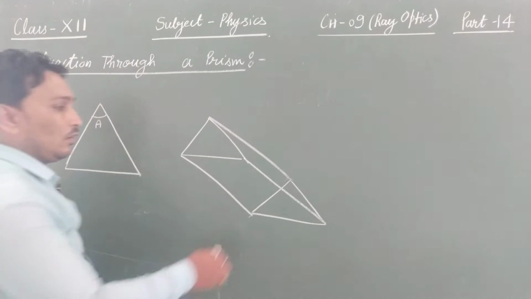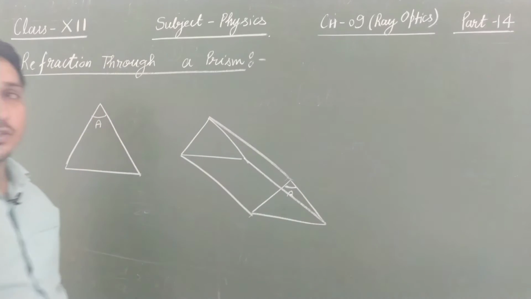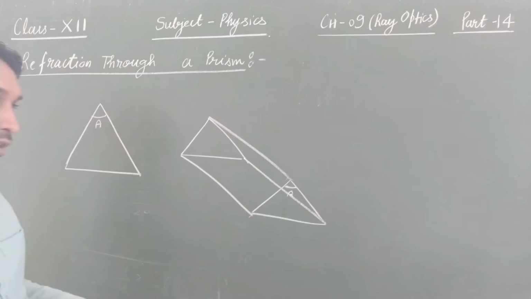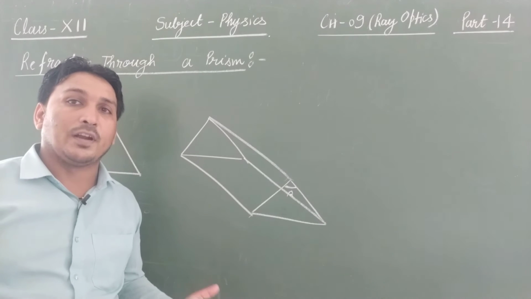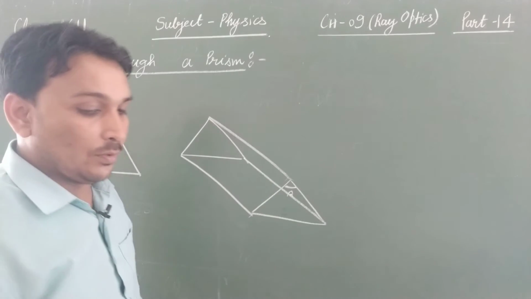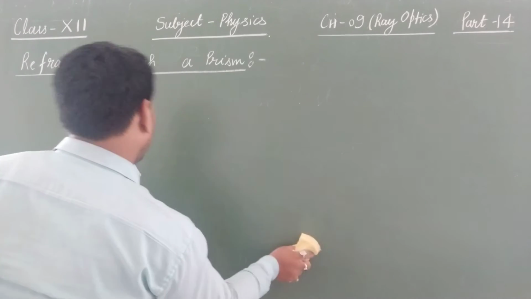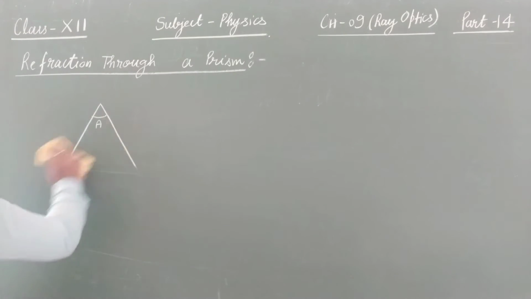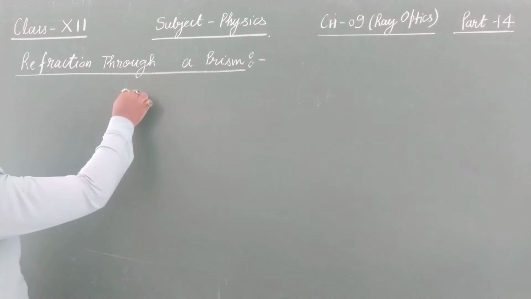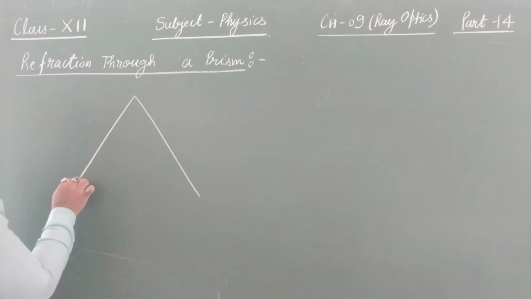This angle between the plane refracting surfaces, this capital A, is called the angle of prism or prism angle. In some books it is referred to as the refracting angle of prism, denoted by capital A. So the prism has 5 faces, 3 rectangular and 2 triangular. Now let us try to understand how refraction takes place through a prism.